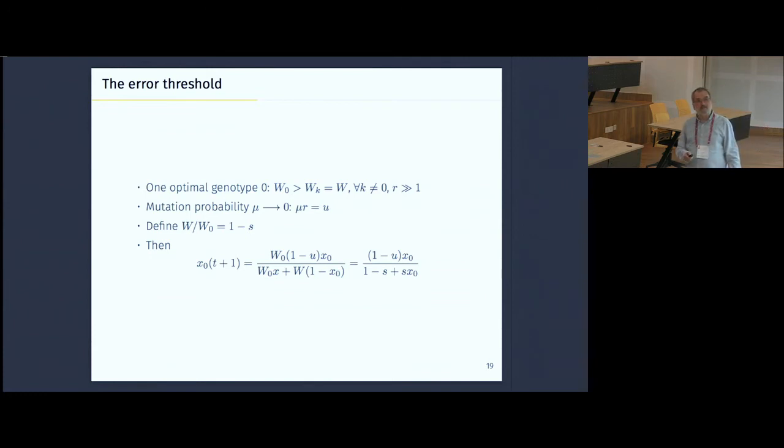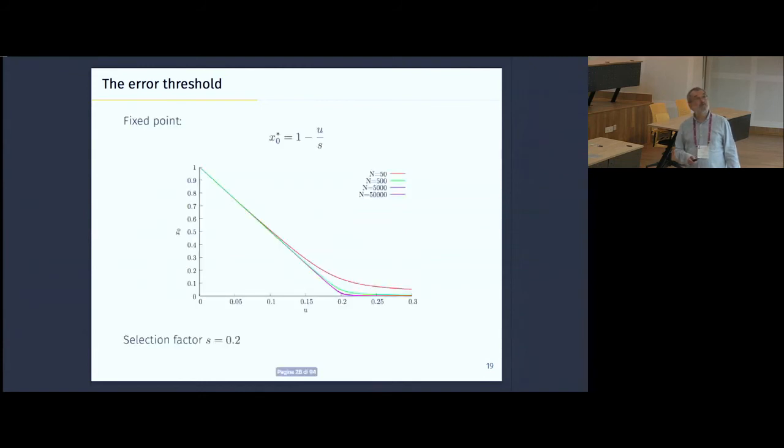You have to normalize, and this is just a normalization, the average value of the fitness. And so you can simplify by defining W divided by W0 as 1 minus S. So S is the fitness advantage of the wild type. U, as I remind you, is the probability of mutation. You can write it down in this way, and then you ask, what is the fixed point? So you end up with this result: x0 star is equal to 1 minus u over s.